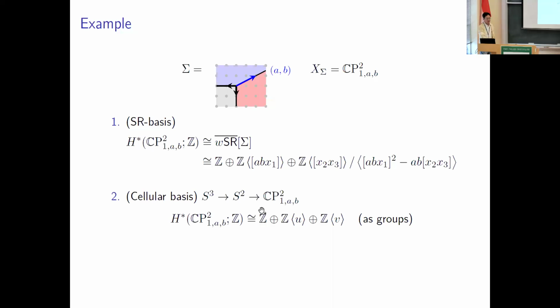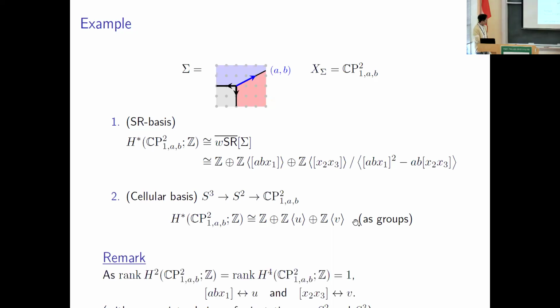And I have only one degree 2 generator, and I have only one degree 4 generator. So there should be some relation, right? This and this, and this and this. So I don't need to think about which one is the linear combination of the other, because they are just one generator. Because they are rank 1 and rank 1, I can associate this generator with this cellular basis and this generator with this cellular basis.